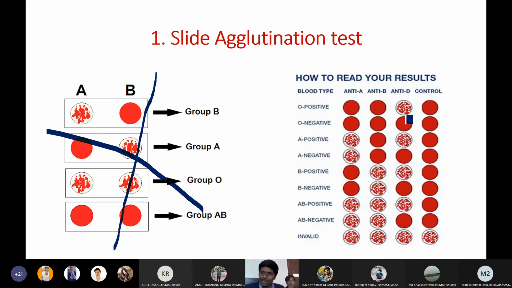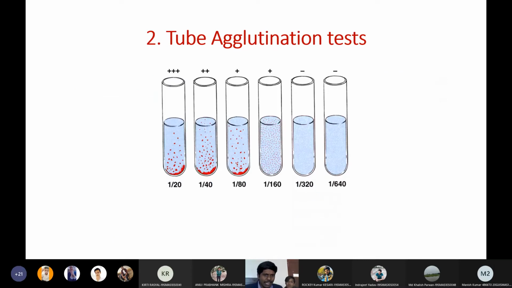Okay, leave it. Anyway, now you have the slide agglutination test, right? Then I will move on to the tube agglutination test. The tube agglutination test is very important for quantifying the antigen in the sample. This will be the titer. The highest dilution where we see a reaction is the titer, and this is the place where the antigens and antibodies are equal. So we can easily quantify the amount of antigen present in the patient sample.